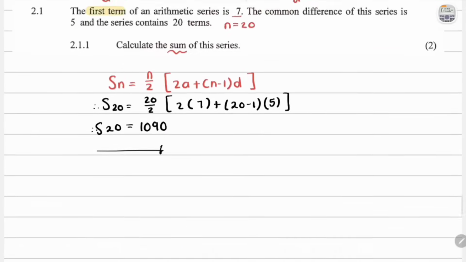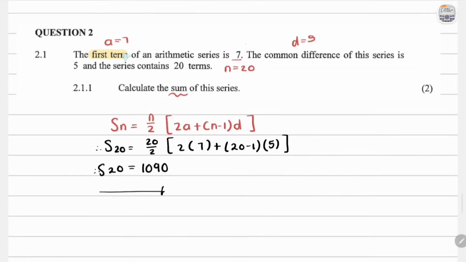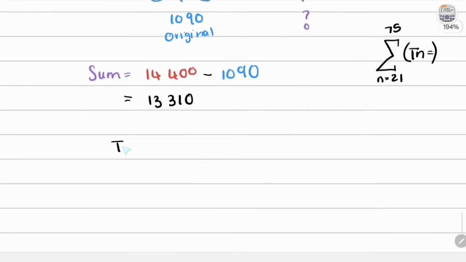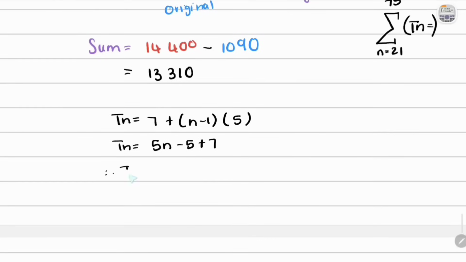Okay, so let's find the Tn formula. To find this Tn formula, we already know that A is 7 and D is 5. So using the general form of an arithmetic sequence, we'll say A plus n minus 1 multiplied by D. So A is 7 plus n minus 1 multiplied by D, which is 5. If you simplify this further, we can start with the 5s because we will have an n. If you distribute, you get 5n, and you get a negative 5. So that's negative 5 plus 7, which would give you positive 2. So we just have Tn is equal to 5n plus 2.